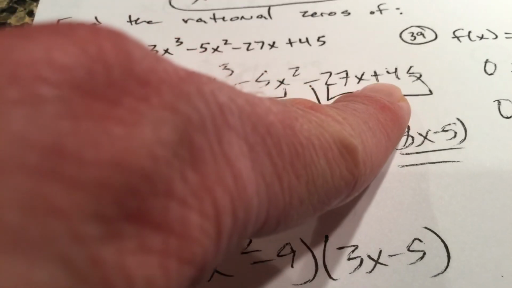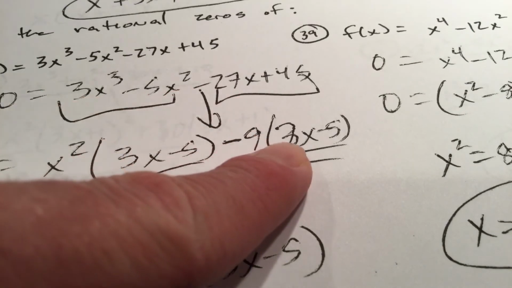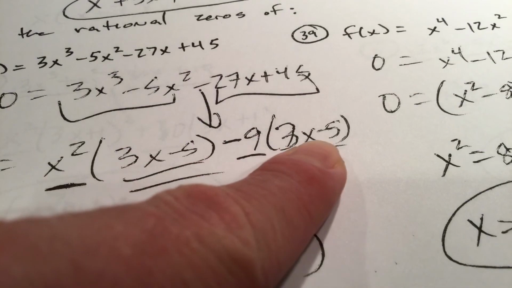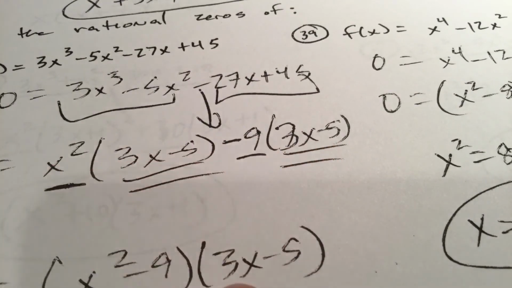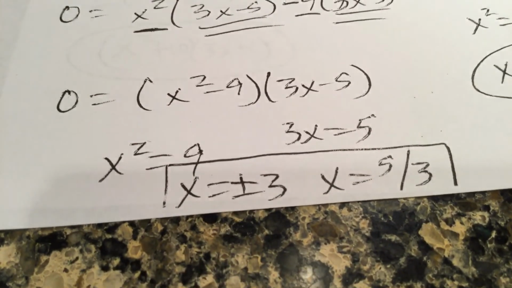27 and 45 are multiples of 9. Dividing both by negative 9. Negative divided by negative is a positive 3x. A positive 45 divided by negative 9 is a negative 5. 3x minus 5 in one parenthesis. X squared minus 9 in the other. Cover up method, that's how you get your three answers.